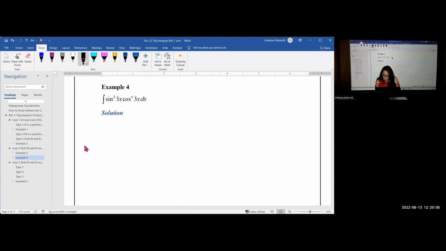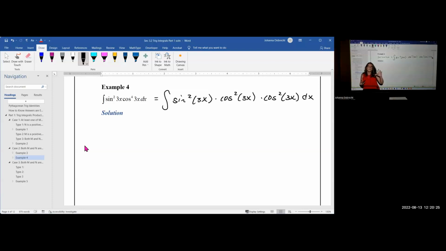So the first thing I'm going to do is rewrite this in pairs. So I have sine squared of 3x times cosine squared of 3x times another cosine squared of 3x. That's what I mean by pairs. I'm breaking them all down into powers of 2 so that I can use the double angle half angle formula to reduce each one individually.